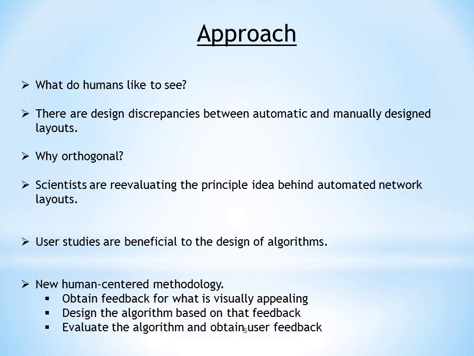Approach. The first approach to understanding the requirements of an algorithm that will produce human-like results is to understand what humans like to see. This can be difficult to determine as everyone is different, and one style of network layouts may not please everyone. It has been recently discovered that humans prefer orthogonal network layouts due to the curved edges and symmetry. One of the reasons why there are so many discrepancies between automatic and manual layouts may be because the user studies in the past were only conducted after the initial development of automatic algorithms.